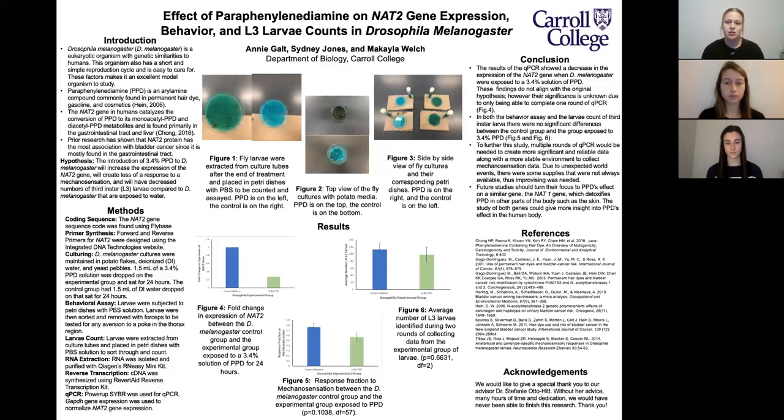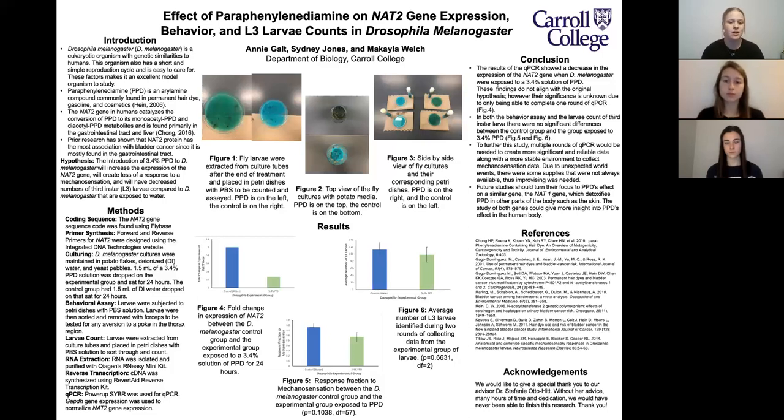Overall, in conclusion, our results showed a decrease in the expression of the NAT2 gene when they were exposed to the 3.4% solution of PPD. These are opposite to what we did hypothesize would happen. We hypothesized an increase, but we did show a decrease. Despite this, though, we cannot say strongly that these are significant results.